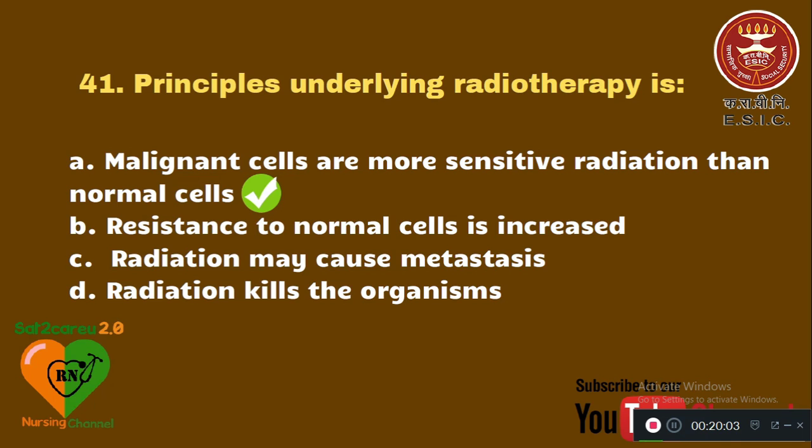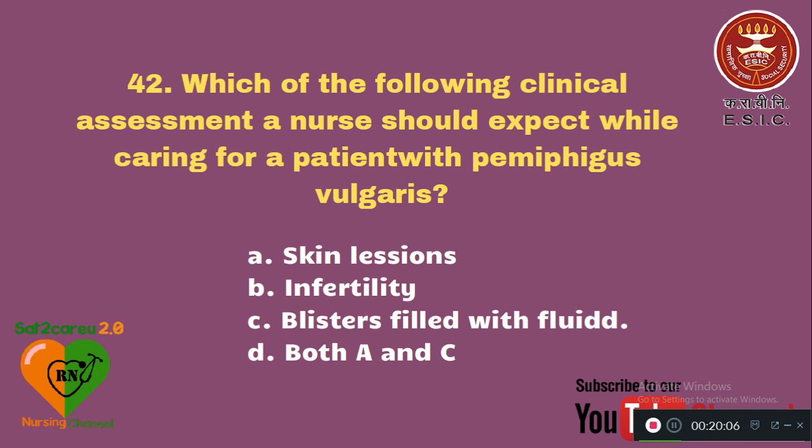Question number 42. Which of the following clinical assessment a nurse should expect while caring for a patient with pemphigus vulgaris? Option A, skin lesions. B, infertility. C, blisters filled with fluid. And D is both A and C. So in patient with pemphigus vulgaris, the nurse expects for blisters filled with fluid.